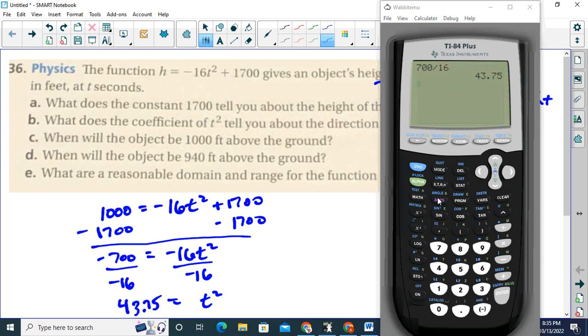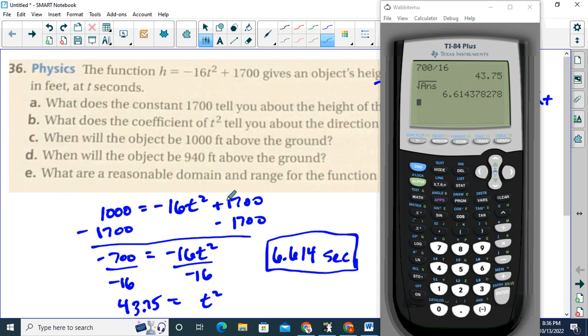And then to solve for t, we take the square root. Technically, t is equal to plus or minus 6.614. We would not report the negative value. And when will the object be 1,000 feet above the ground? It's going to be at that height at about 6.6 seconds.